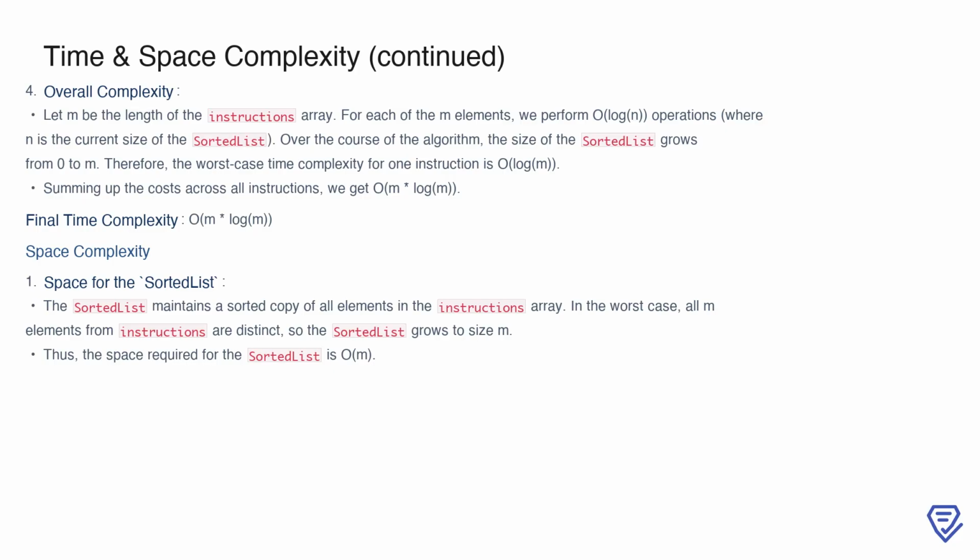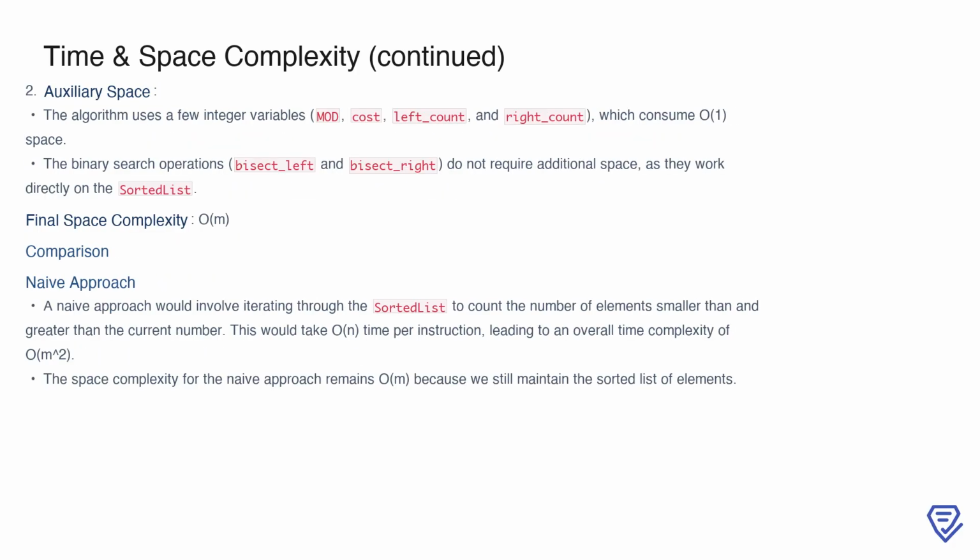Shifting to space complexity, the sorted list stores all elements from the instructions array, and in the worst case, where all elements are distinct, it grows to size m. This results in O(m) space being used by the sorted list. Additionally, the algorithm uses constant auxiliary space for variables like mod, cost, left_count, and right_count, which consume O(1) space. Binary search operations like bisect_left and bisect_right are performed directly on the sorted list without requiring extra memory. Therefore, the final space complexity of the solution remains O(m).